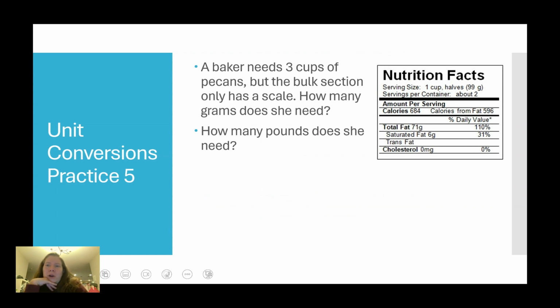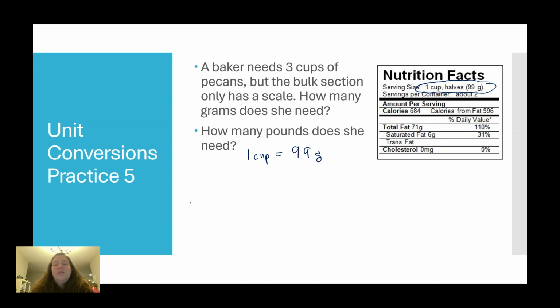All right, complicated problem. We need 3 cups of pecans, but we only have a scale. How many grams of pecans do we need? So we're looking at these nutrition facts here, and you will notice that 1 cup volume is about 99 grams mass weight. So that is my unit conversion factor.